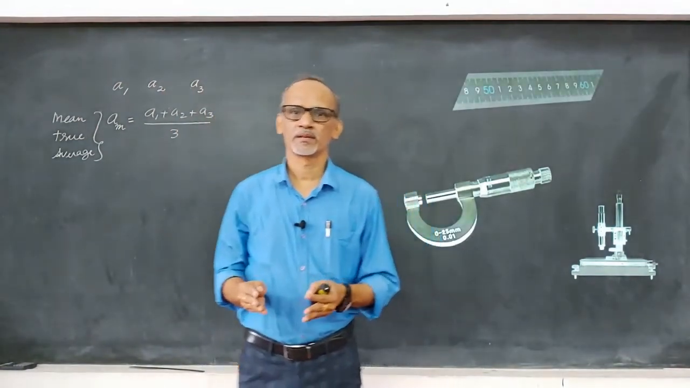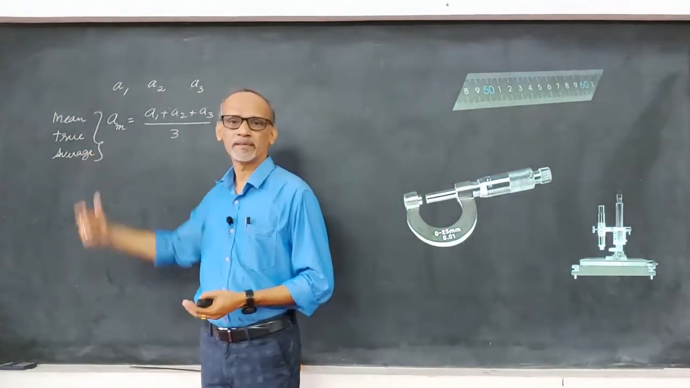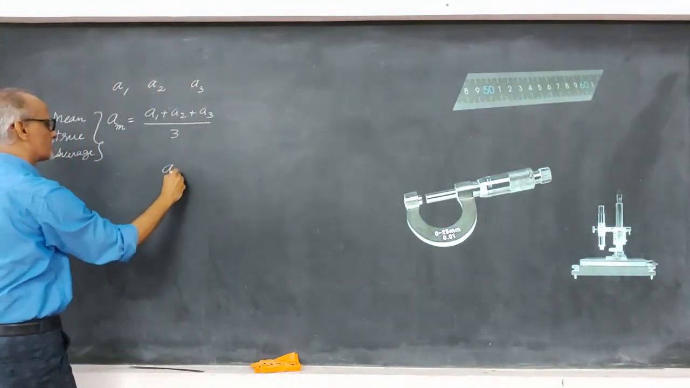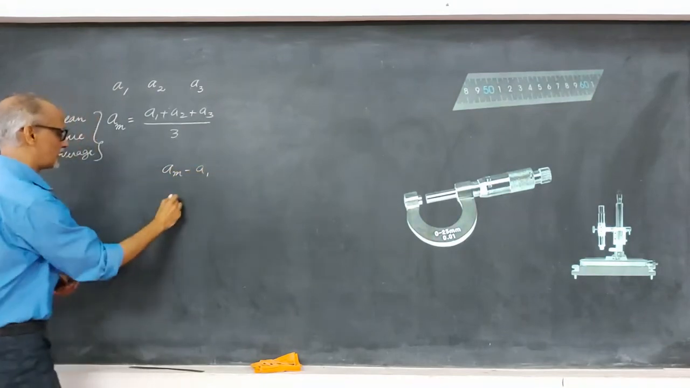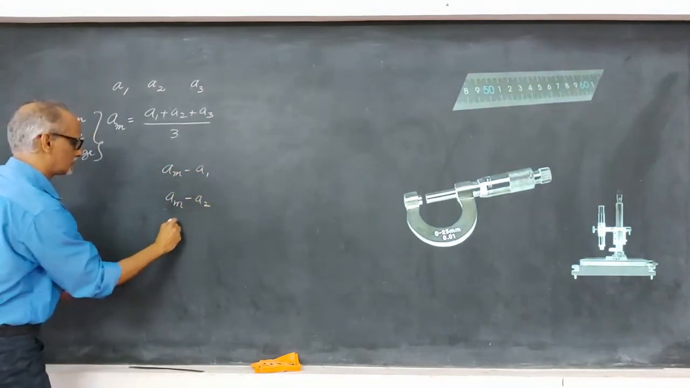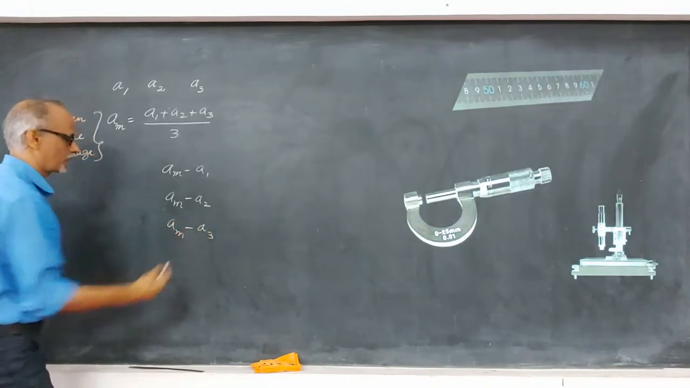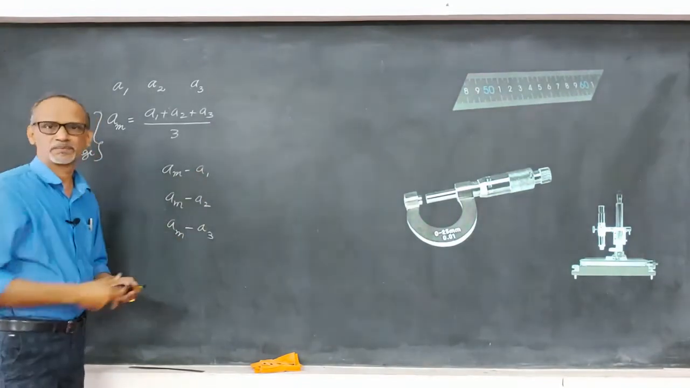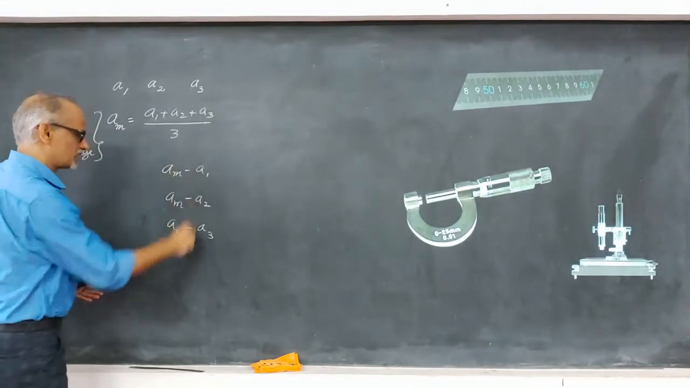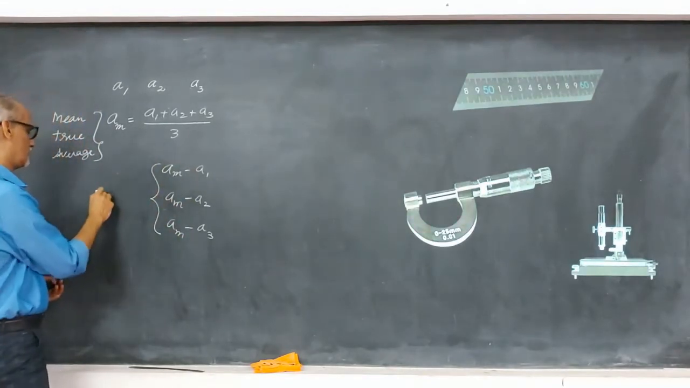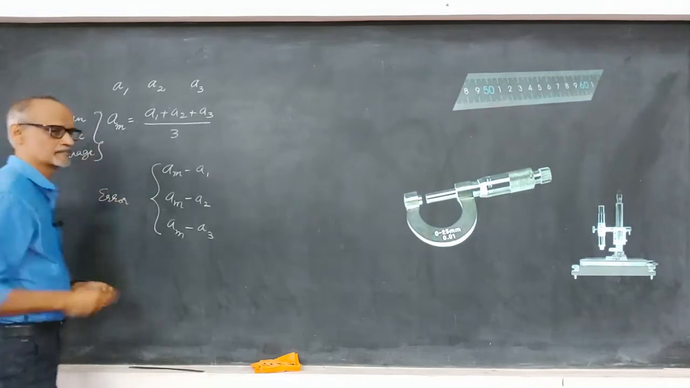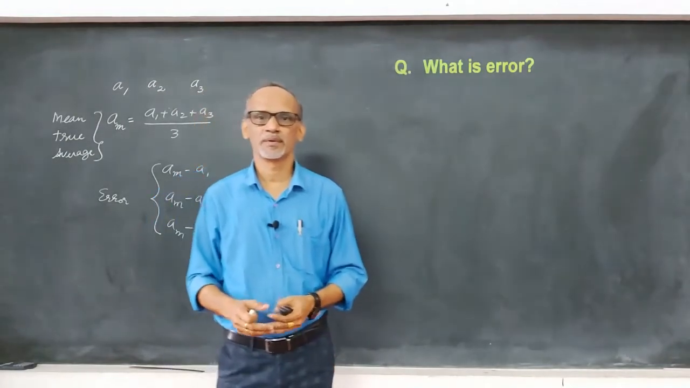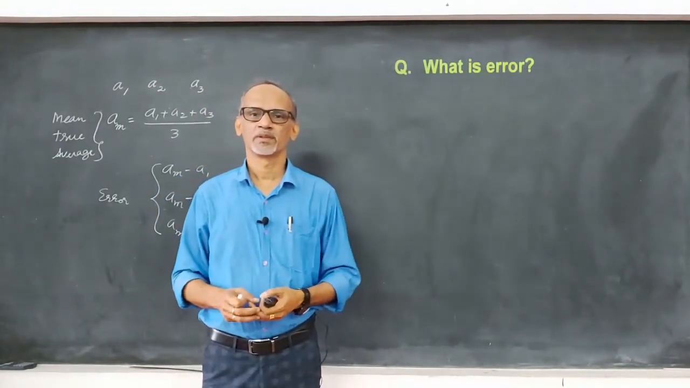Now, after finding the mean value, we find that there is always a difference between the mean value and the individual values. Correct? There is always a difference between the true value and the measured value. And this difference is called the error. So that is what this topic is all about, and we are going to discuss the error in the measurement. So what is the error?